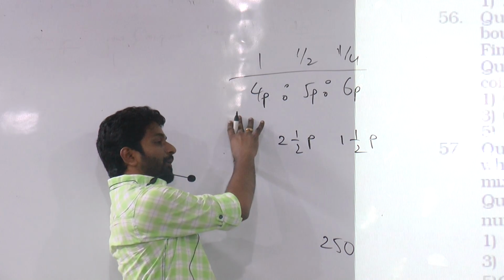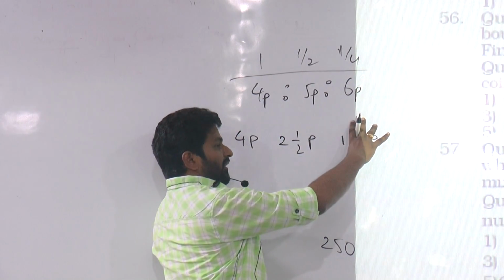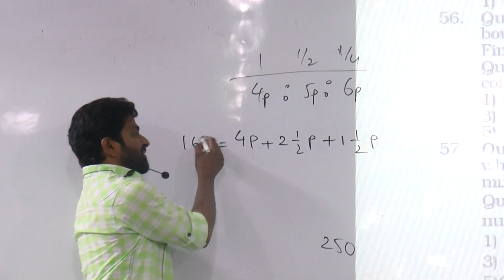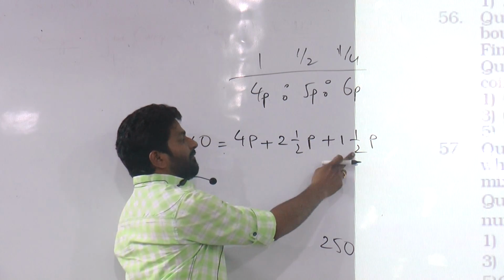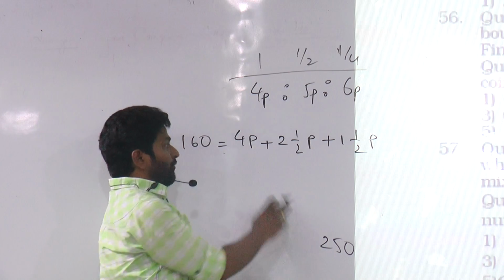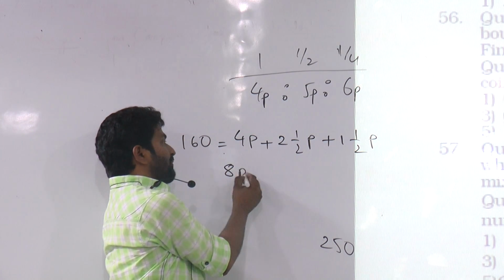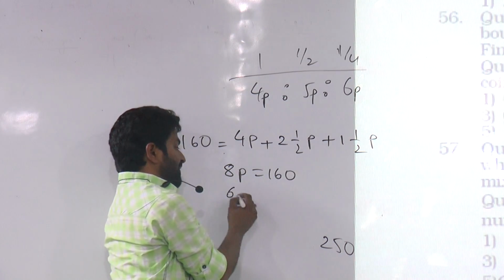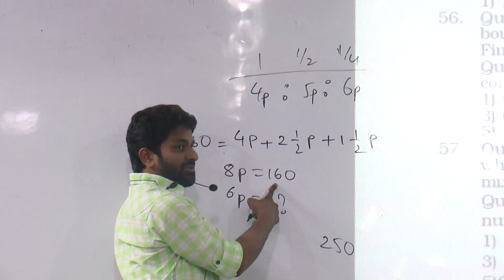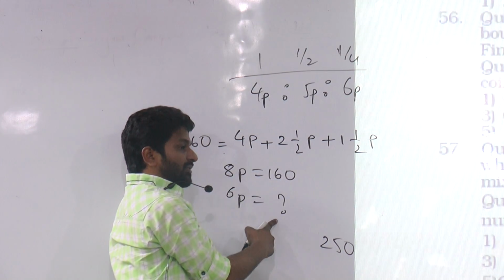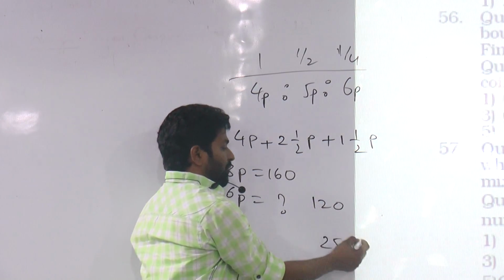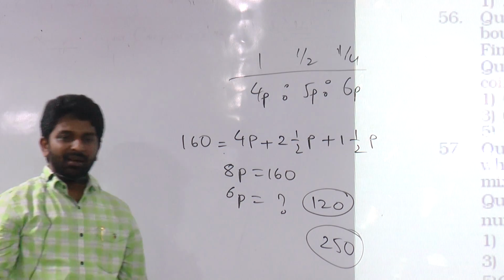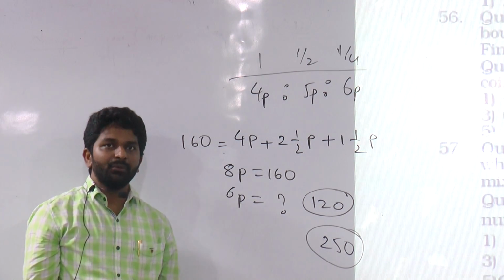This is total amount of 1 rupee coins, half rupee coins, 25 paise coins. And if you add everything, that must be equal to 160 rupees. 2.5, 1.5, 4. 4 plus 4, 8. So 8p is equal to 160. Number of 25 paise coins are 6 parts. 6p is equal to how much? 8 2 times and then 0. 6 2 times 12 and then 0, 120. So quantity 1 is 250. Quantity 2 is 120. Quantity 1 is greater than quantity 2.